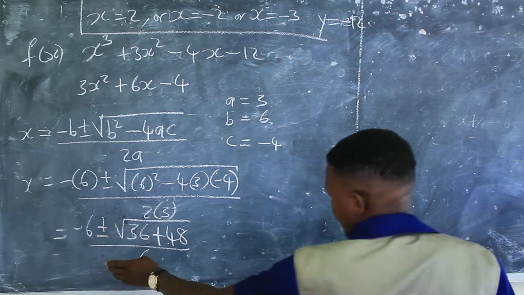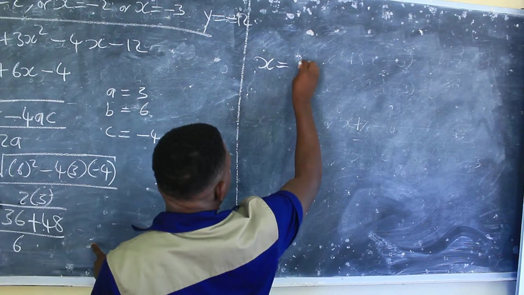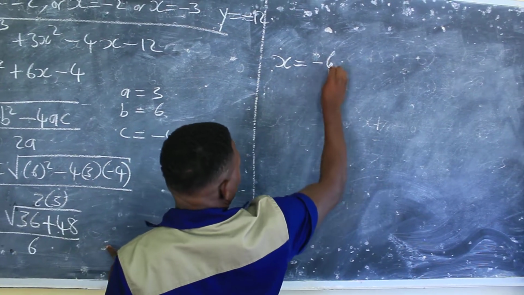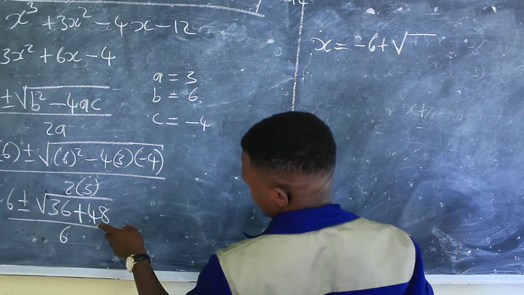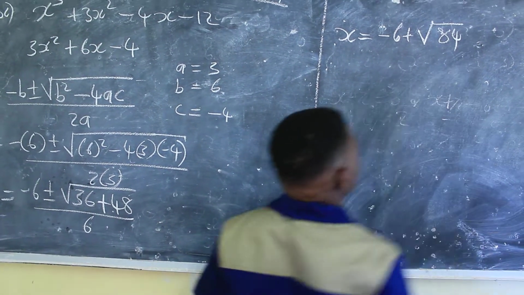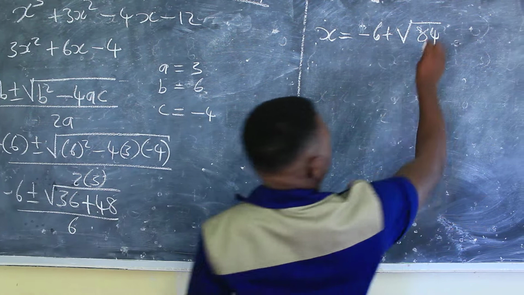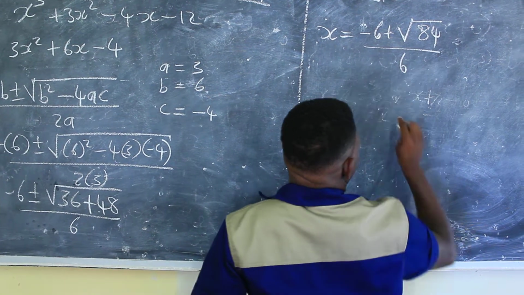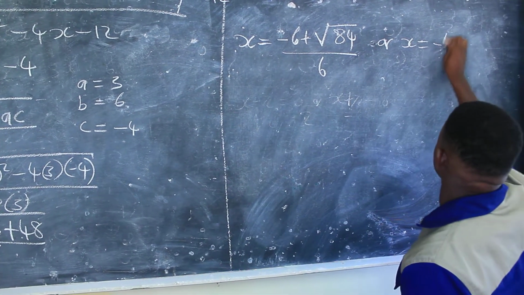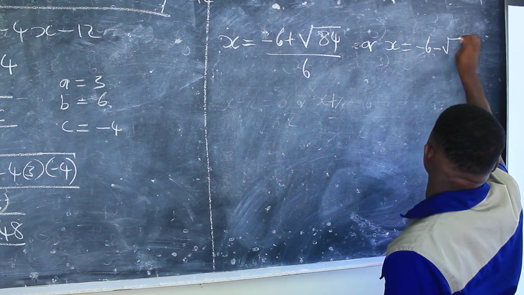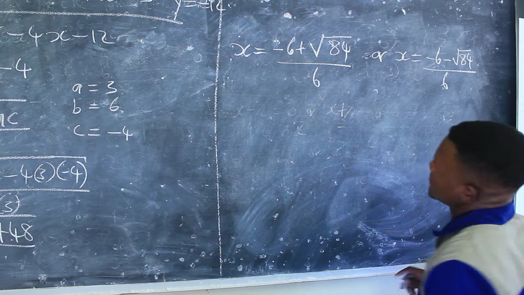Now we are continuing from here. So we say x is equal to negative 6 plus the square root of 84. This 84 is coming from 36 plus 48. You get 84 out of 6, or our x would be negative 6 minus the square root of 84 out of 6. Okay?